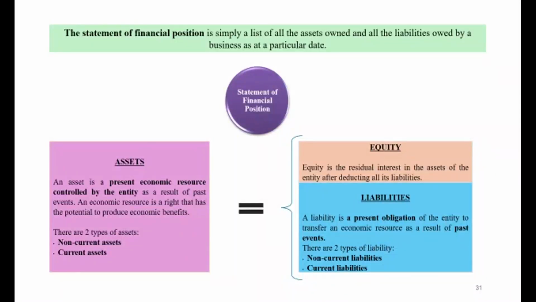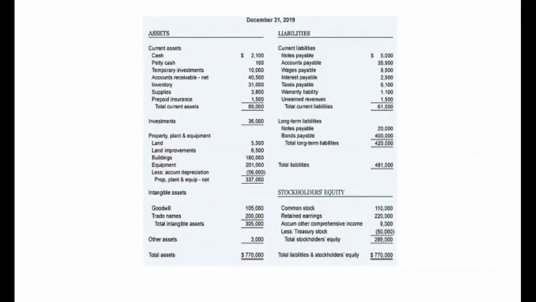And equity. Equity is the residual interest in the assets of the entity after deducting all its liabilities. And a liability is a present obligation of an entity to transfer an economic resource as a result of past events. There are two types of liabilities, non-current liabilities and current liabilities. And as you can see, assets must equal equity plus liabilities. And this is a sample of a balance sheet.